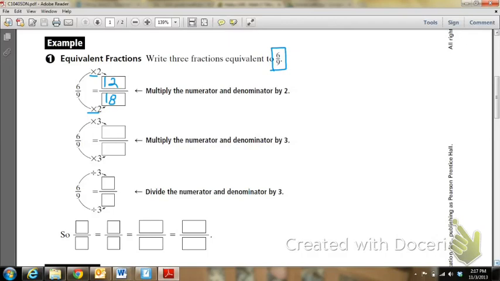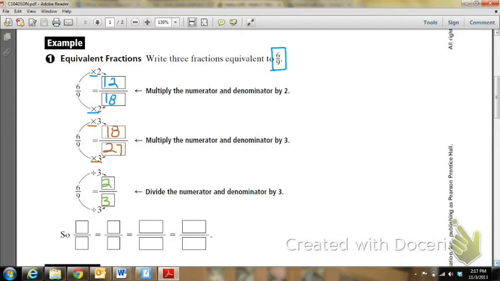Now let's try coming up with another equivalent fraction. So this time, we've already multiplied by 2, so now we're going to multiply by 3. 6 times 3 is 18, and 9 times 3 is 27. And one more time, let's go ahead and divide this time, because 6 and 9 do have a common factor. 3 goes into both of them. So we're going to divide 6 by 3 to get 2, and 9 by 3 to get 3.